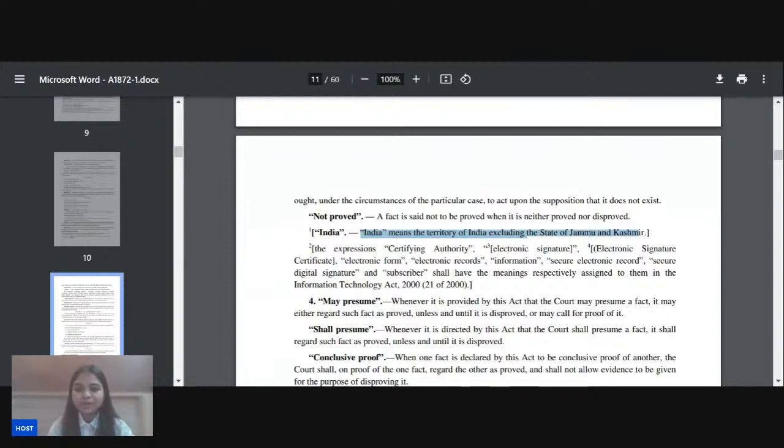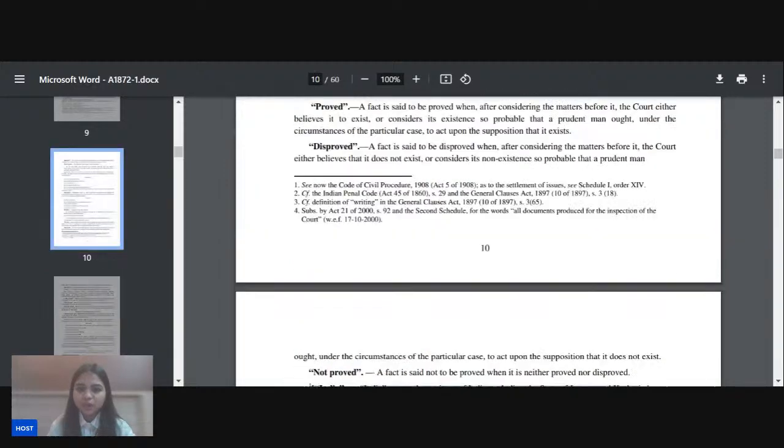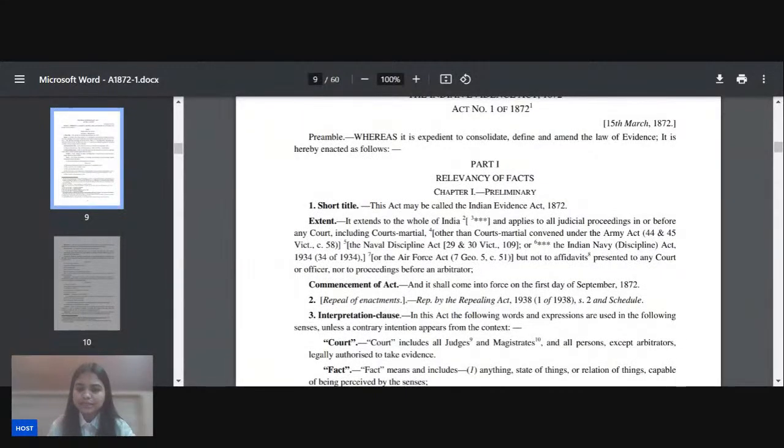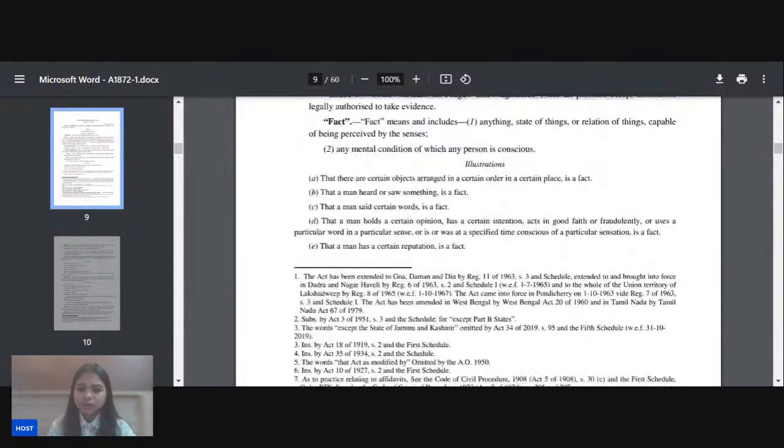Because if we see the Jammu and Kashmir Reorganization Act 2019, you will see the fifth schedule there. The words "except the state of Jammu and Kashmir" are omitted now. Okay, it has come into force from 31st October 2019. So the applicability of this Act is to the whole of India, including the state of Jammu and Kashmir. Okay, this should be your answer. I'll come to that definition part also, but right now, just understand that it is extending to the whole of India. Just keep this in mind.